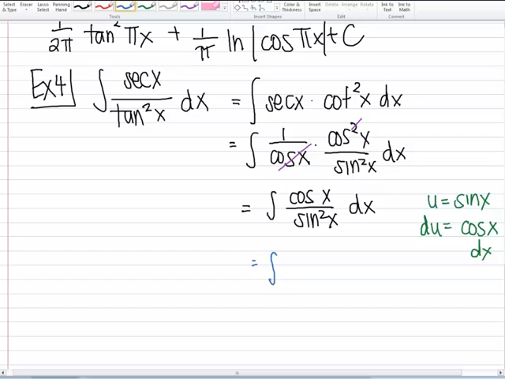How about if I thought of this as cotangent x cosecant x dx? Because I have an extra sine on the bottom, so that's my cosecant. Do you remember the integral of a cotangent cosecant? That's going to be negative cosecant x plus our constant.